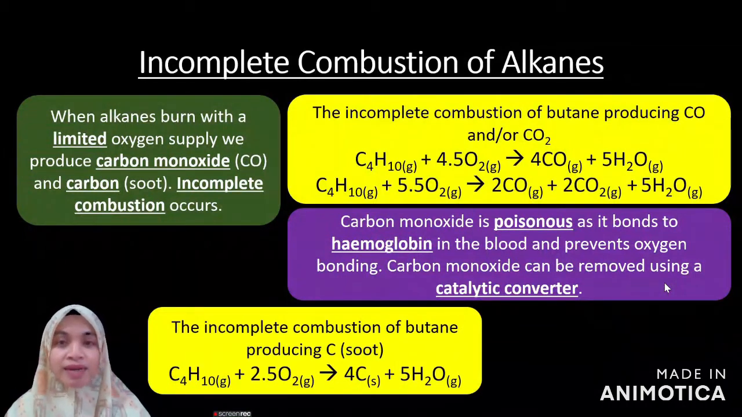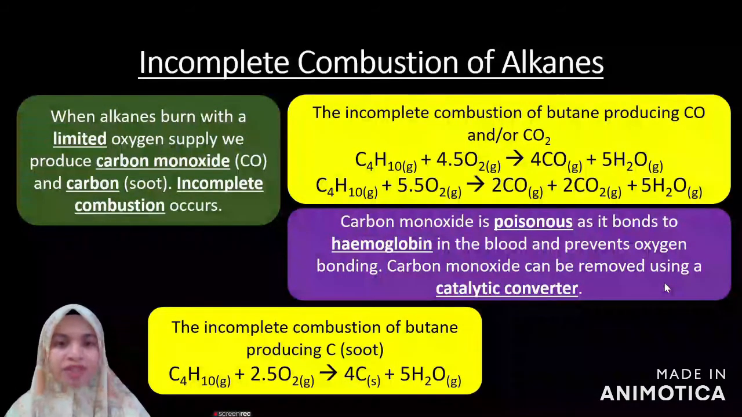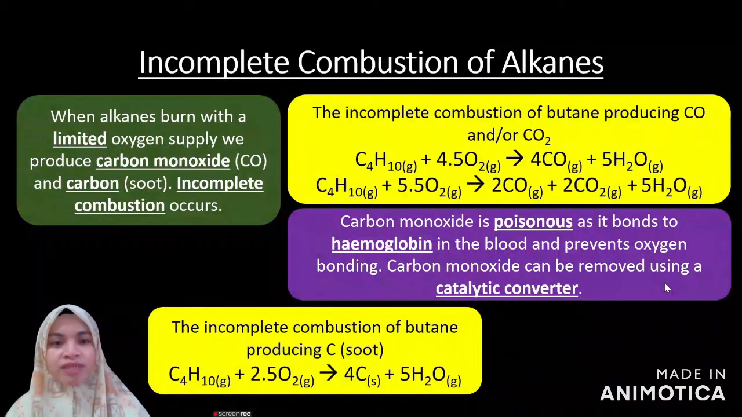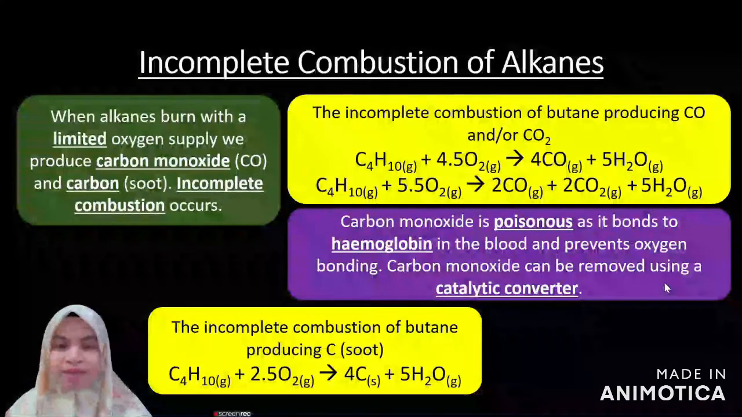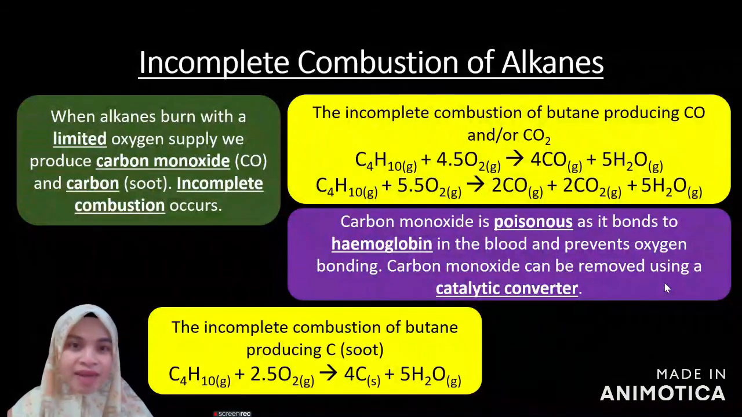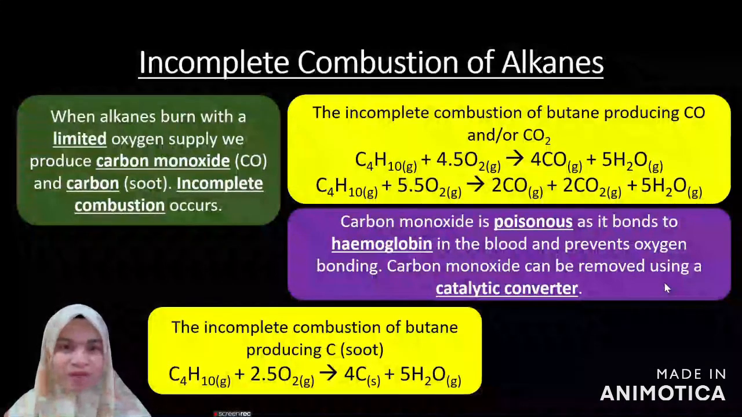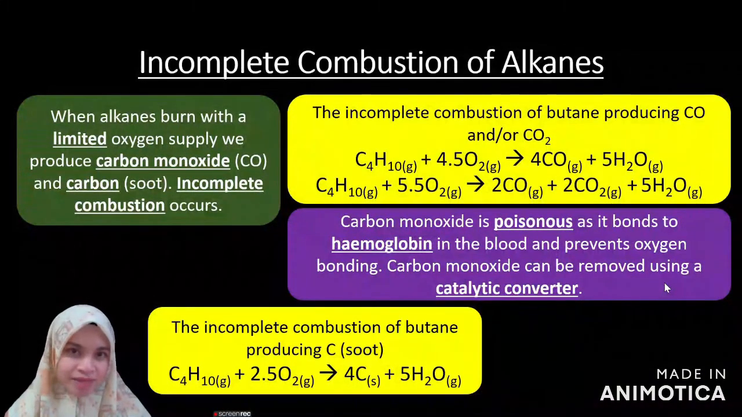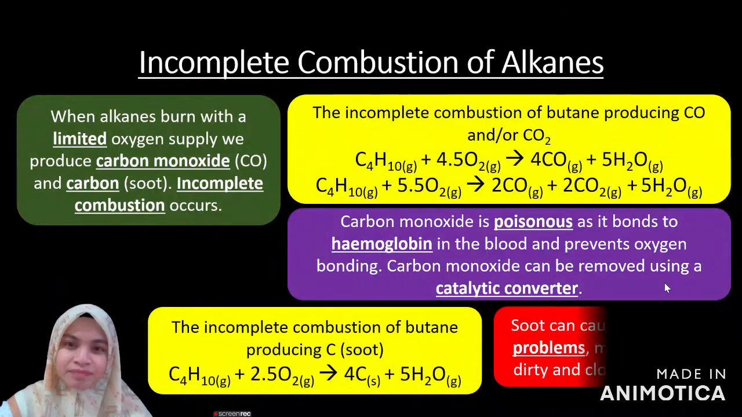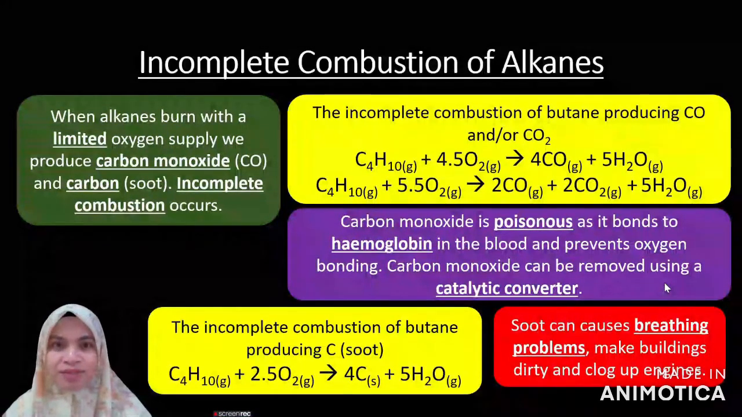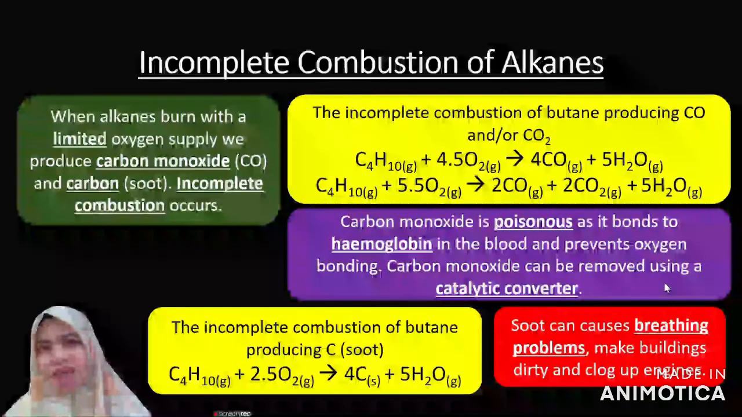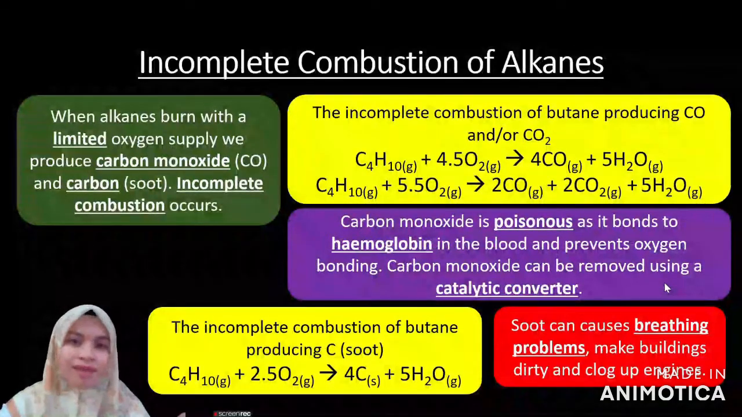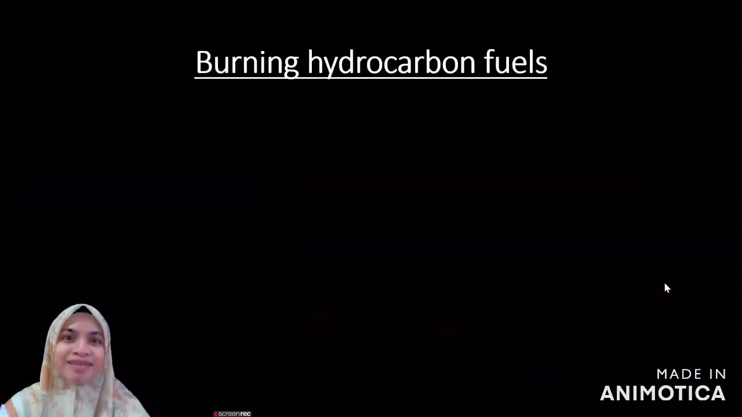Another chemical equation of incomplete combustion is when it produces soot as the product. These are the examples. Again, make sure that you identify that there is only 1 mole of butane in each chemical equation here. This soot can cause breathing problems, make buildings dirty, and clog up engines. So it is an unwanted product.